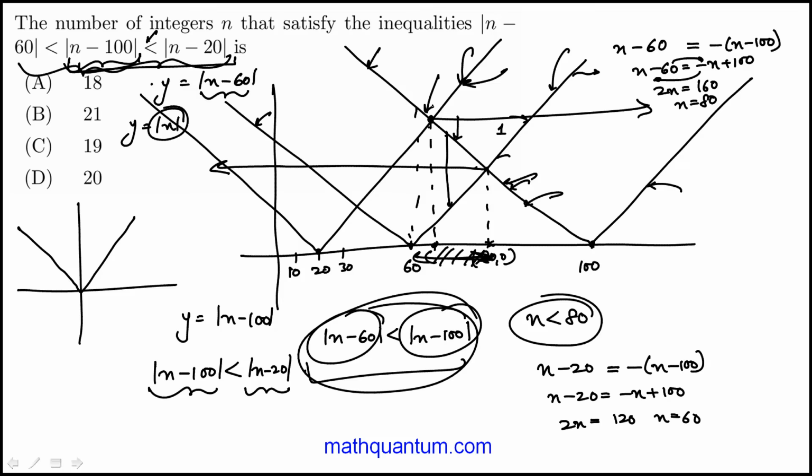And I just need to count the integers between 60 and 80, excluding 60 and 80. So we just have 61, 62, 63, all the way to 79. This is going to be 79 minus 61 plus 1, which is 19 such integers. So the answer is C.